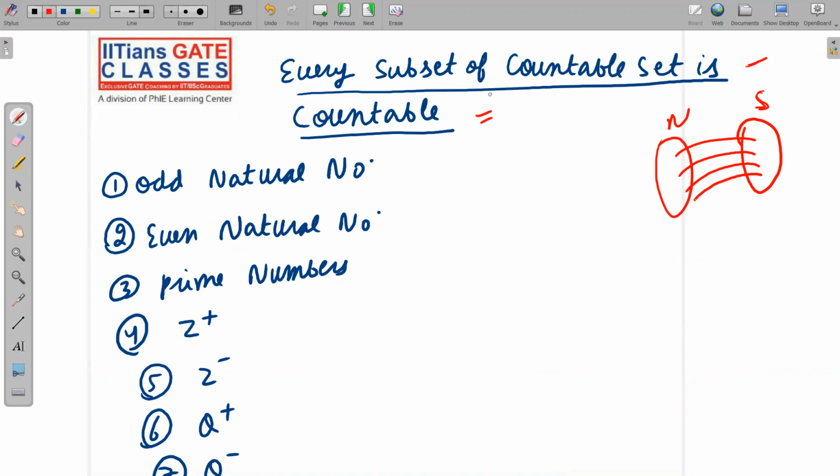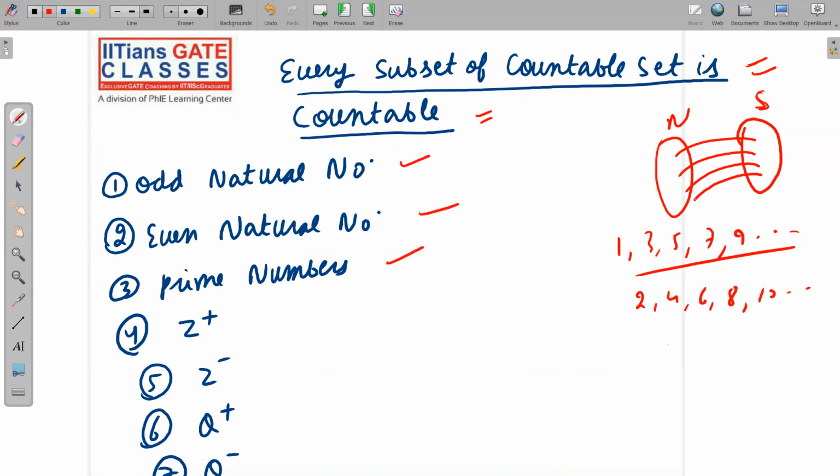Okay. So now I will take a very big advantage of this fact that the set of odd natural numbers will be countable. That means what? 1, 3, 5, 7, 9, dot, dot, dot. This is countable. Even natural numbers are also countable: 2, 4, 6, 8, 10, dot, dot, dot. This is also countable. Prime numbers are countable: 2, 3, 5, 7, dot, dot, dot. This is countable. Why? Because it is a subset of natural numbers. Okay, even natural numbers are obviously a subset of natural numbers, odd natural numbers are obviously a subset of natural numbers.